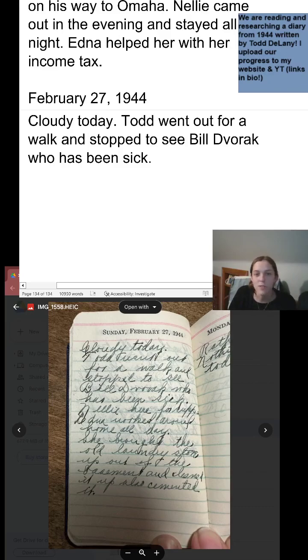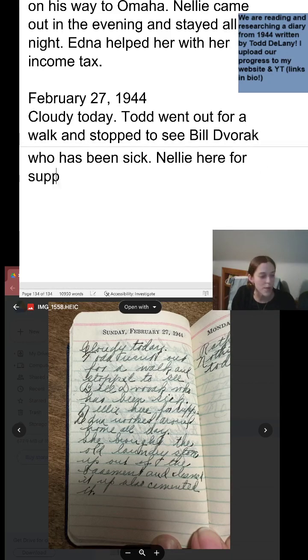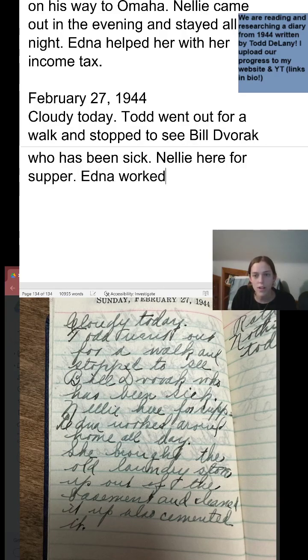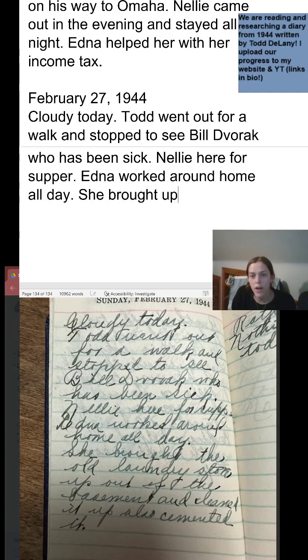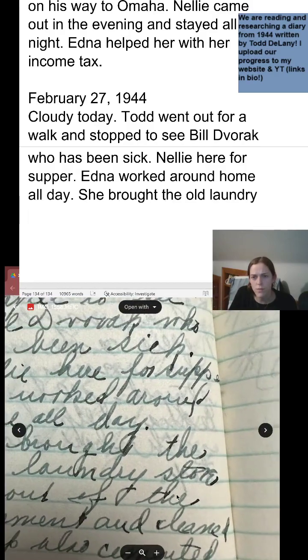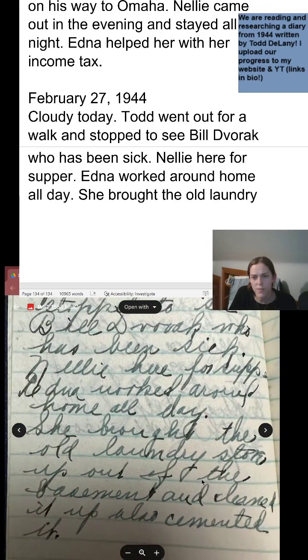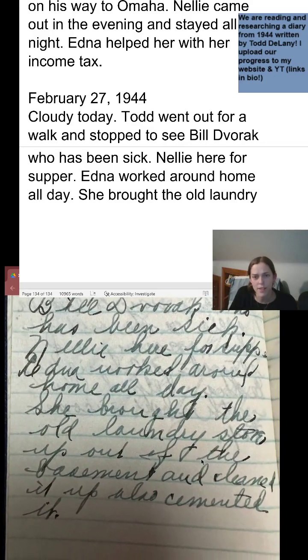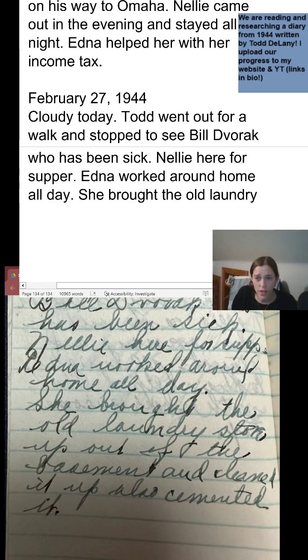Okay, so Bill Dvorak, who's been sick. Nellie here for supper. I can zoom in a little bit more. Edna worked around home all day. She brought the old laundry stone up out of the basement and cleaned it up and also cemented it. Oh, we'll have to figure out what that means because I don't know. Is it a laundry stone or a laundry stove?